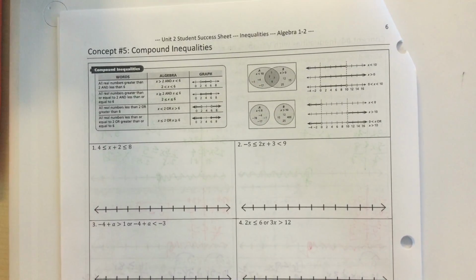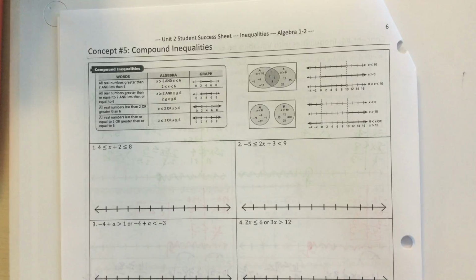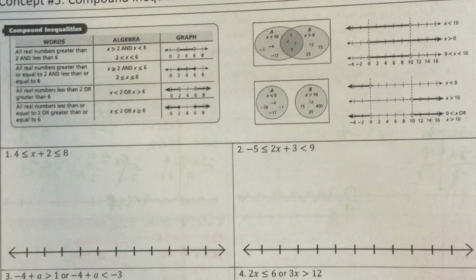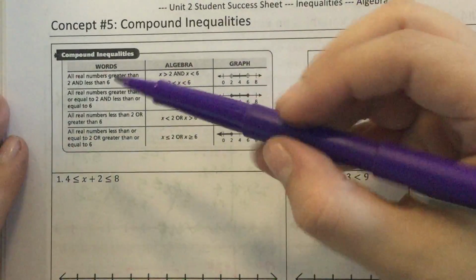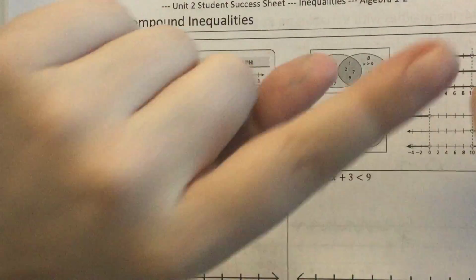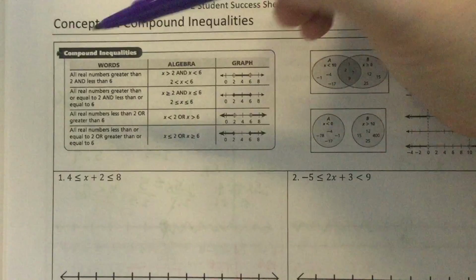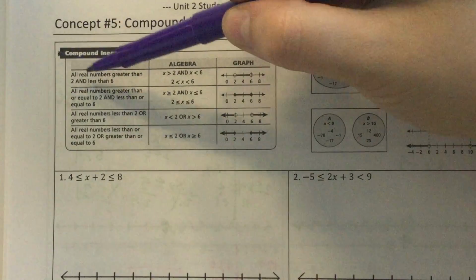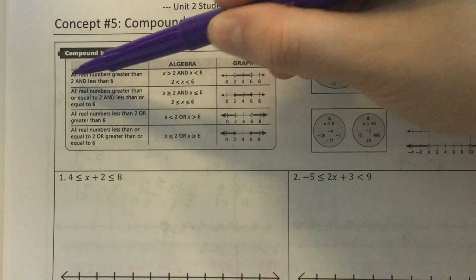Concept number 5 has to deal with compound inequalities. So a couple different things with compound inequalities. Let's talk about this one here. We're going to deal with inequalities with "and" or "or". Okay? So let's give an example. All real numbers greater than 2 and less than 6.